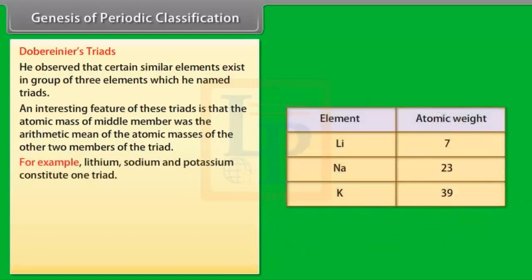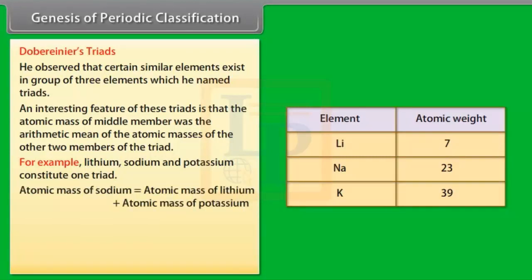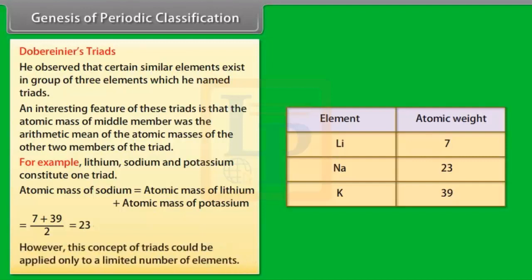For example, lithium, sodium and potassium constitute one triad. Atomic mass of sodium is equal to atomic mass of lithium plus atomic mass of potassium by 2, which is equal to (7 + 39)/2 = 23. However, this concept of triads could be applied only to a limited number of elements.